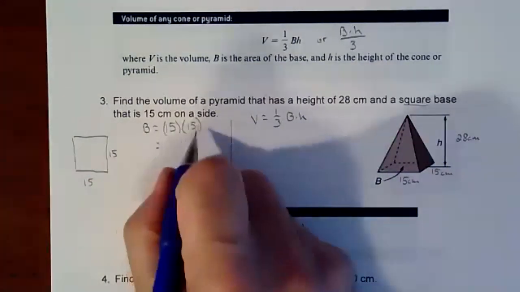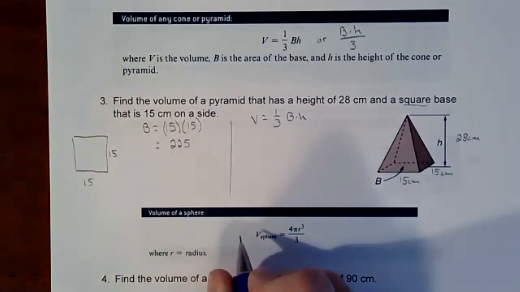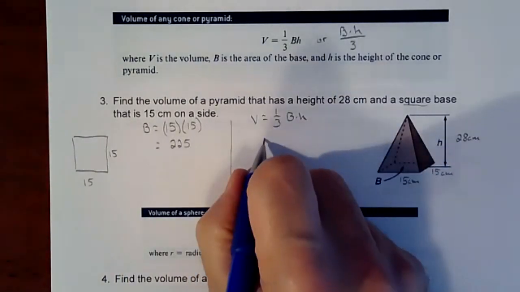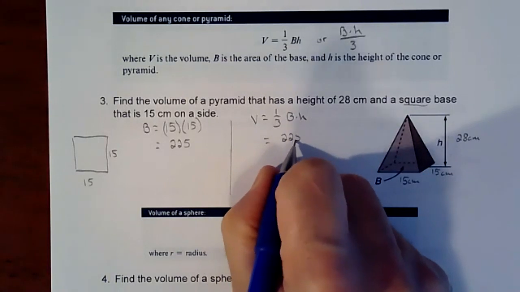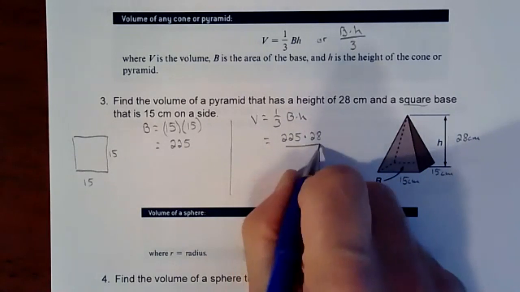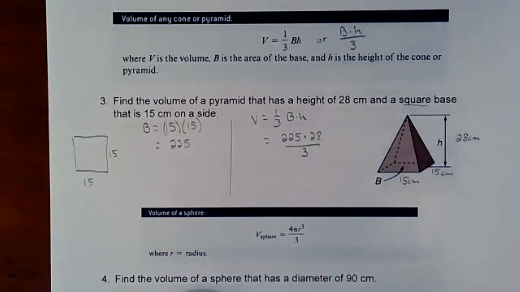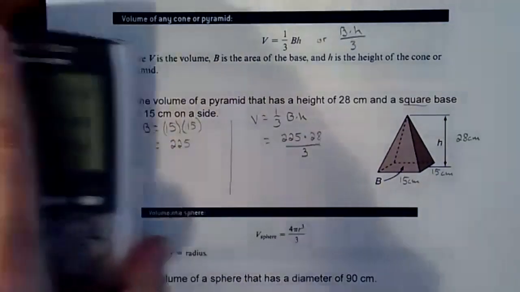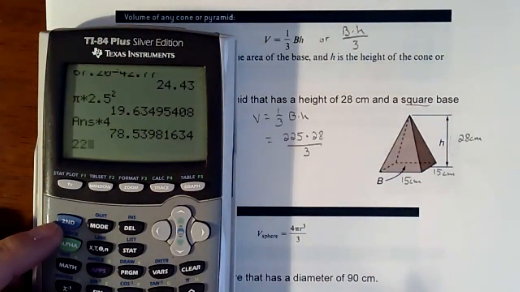So if you put that into a calculator, multiply it out, that gets you a 225. It's the area of your base. So we just shove it right into our formula. So 225 times your height of 28 divided by 3. It's probably your easiest way to throw that into a calculator. So, let the calculator do the math. So we got 225 times 28 divided by 3.